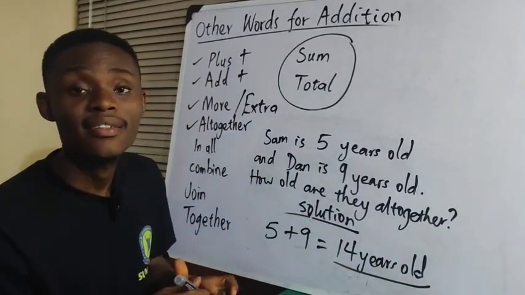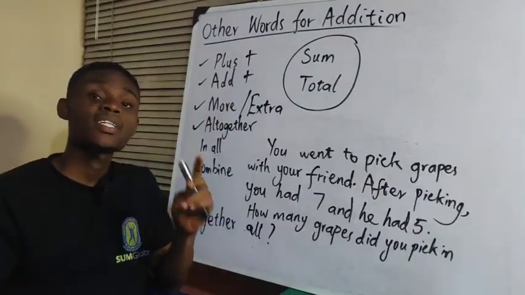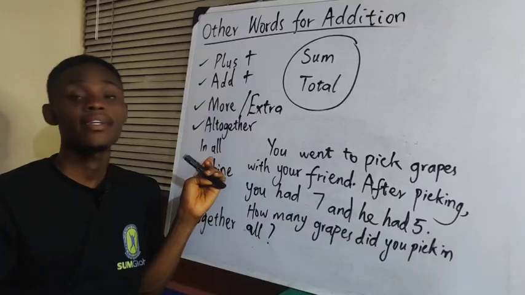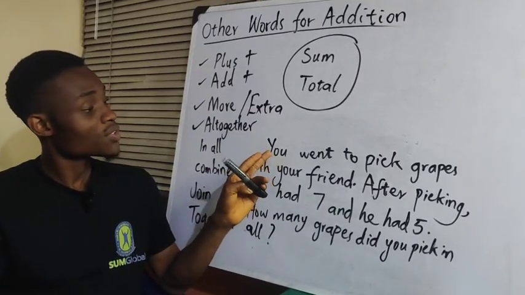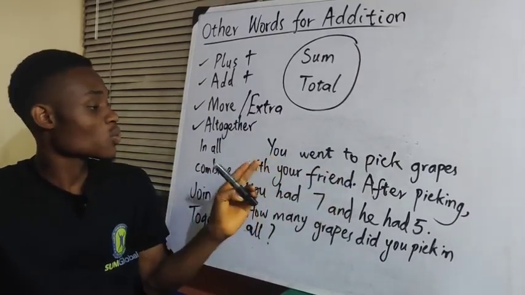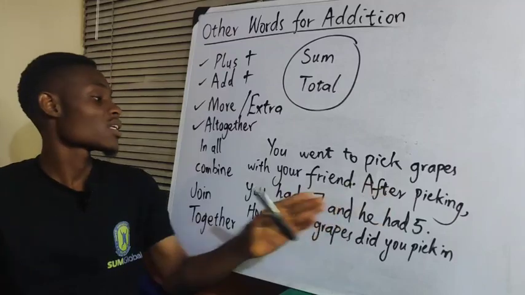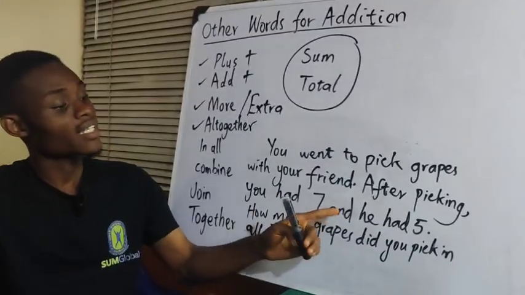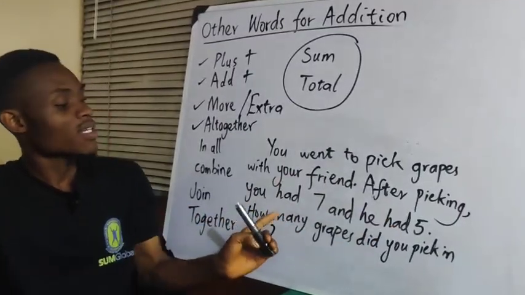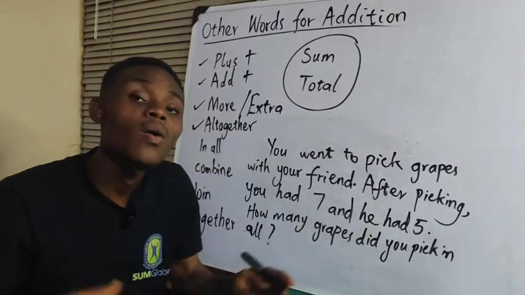Altogether, they are 14 years old. Okay. Now, the next one we are talking about is in all. So here we have a question. You went to pick grapes with your friend. After picking, you had 7 and he had 5. How many grapes did you pick in all?